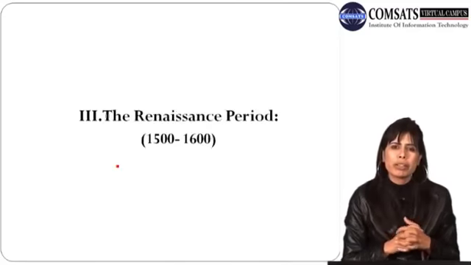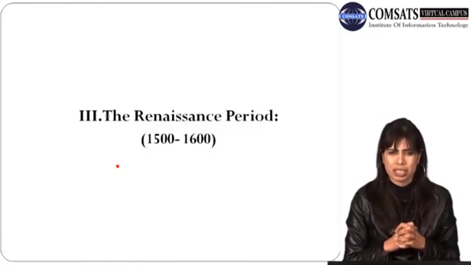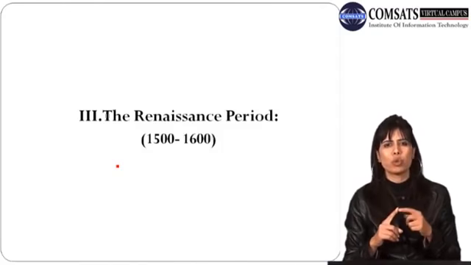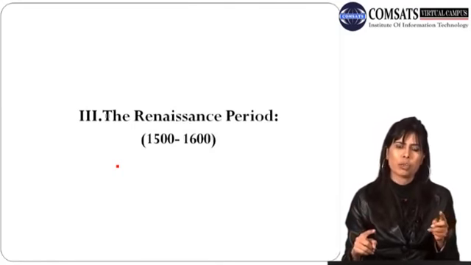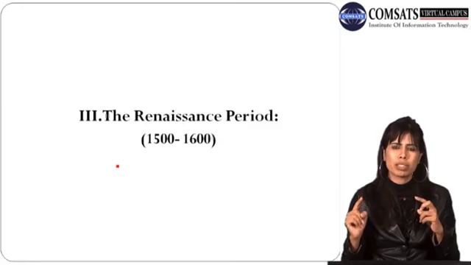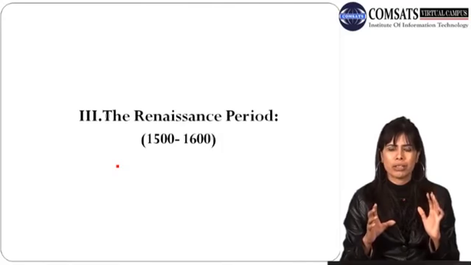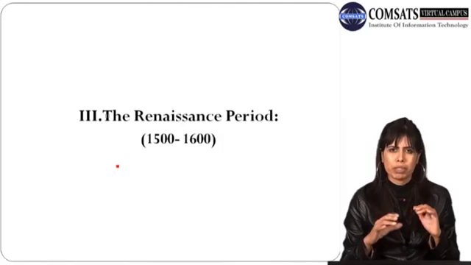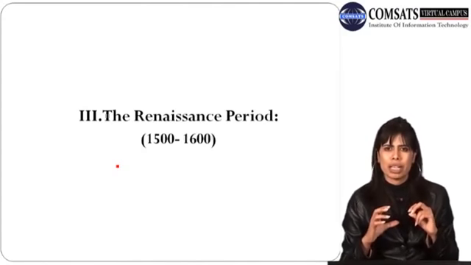The third period in the history of English literature is the Renaissance period, which started in 1500 and ended in 1600. This comprises a whole full-fledged century, and it is also known as the Elizabethan age, because Queen Elizabeth was ruling at that time. There is one more name for this Renaissance period, that is the age of Shakespeare, because Shakespeare was the most prominent personality of that era.